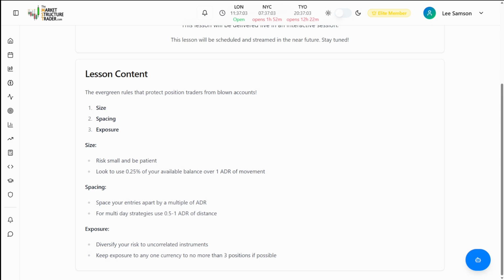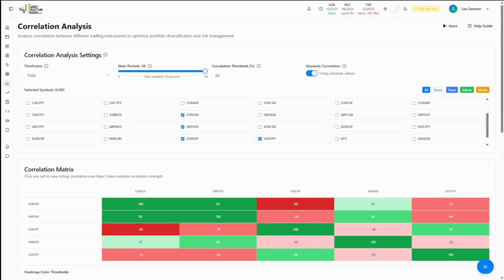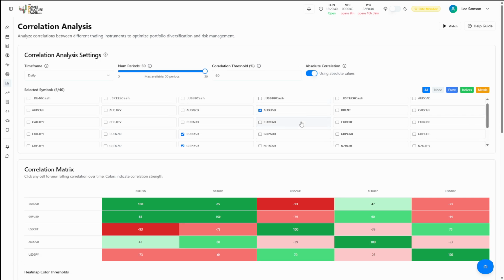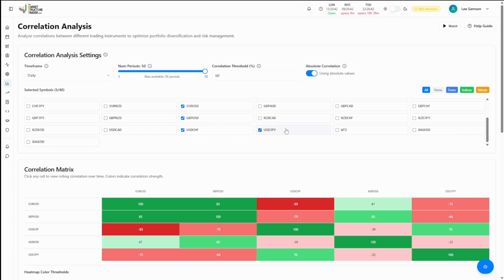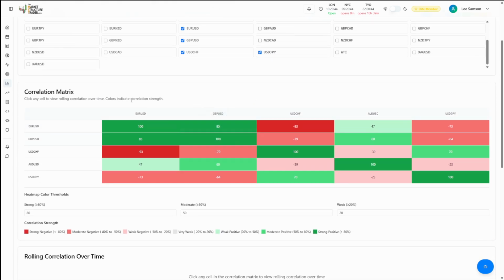So how does this protect you? Exposure management is what protects you from correlated blowups. And here's what I mean. Say you're short US dollar across multiple pairs. Your Euro US dollar long, your Pound US dollar long, your Aussie US dollar long, your US dollar yen short, and your US dollar Swiss short as well. You think you've diversified because you're in 5 different pairs, but you're not. What you have is one large position on the US dollar going down.